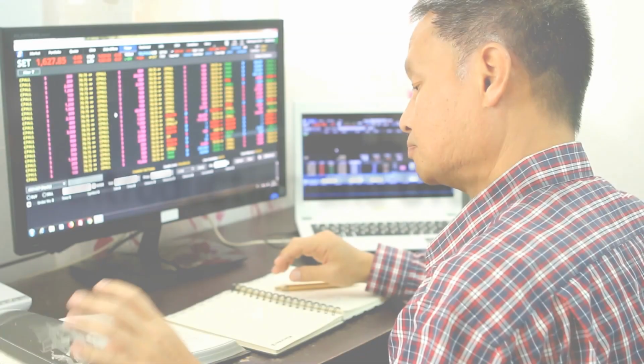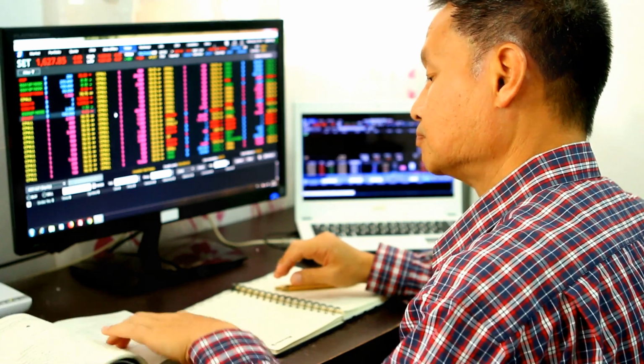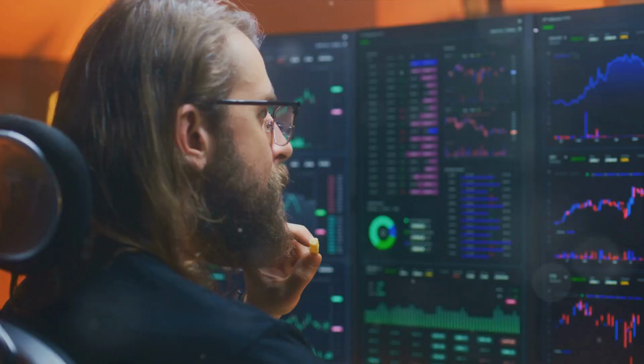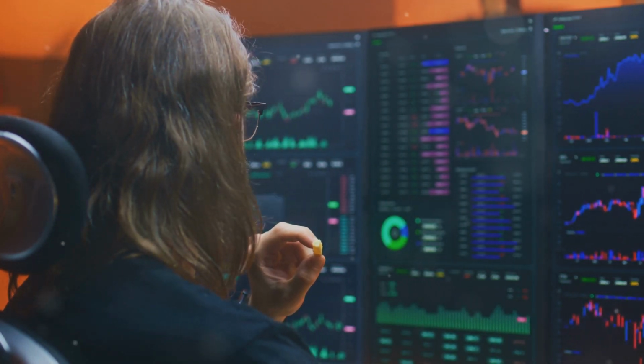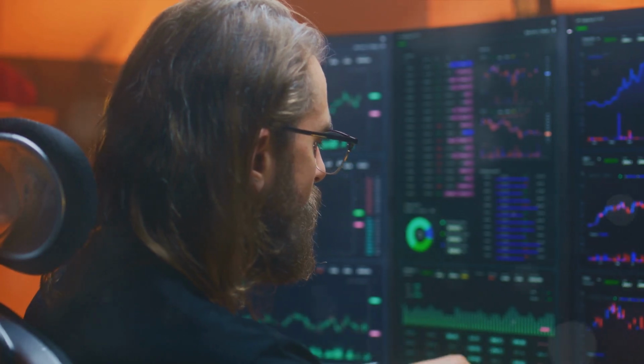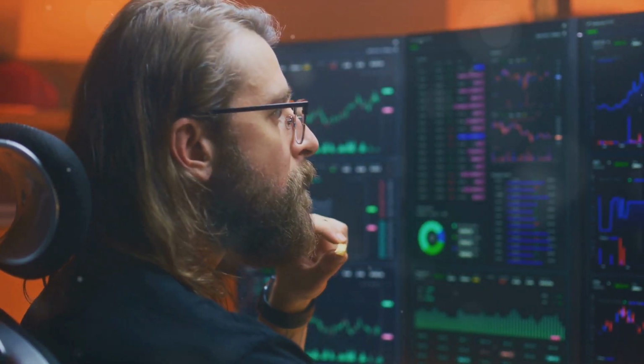Have you ever wondered how to effectively manage your risk when selling stocks? Today, we're taking a deep dive into the world of stop limit orders. A potent tool in the arsenal of any seasoned trader, a stop limit order fuses the features of a stop order and a limit order.